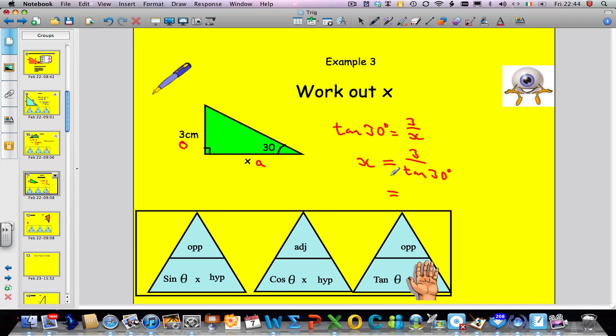When we punch that into a calculator, 3 divided by tan of 30, we get 5.196, and when I round that off, I get 5.2. That's rounded to 1 decimal place. Again, that's in centimeters. Alright, one more quick example.